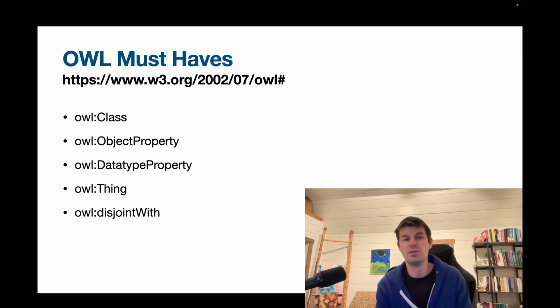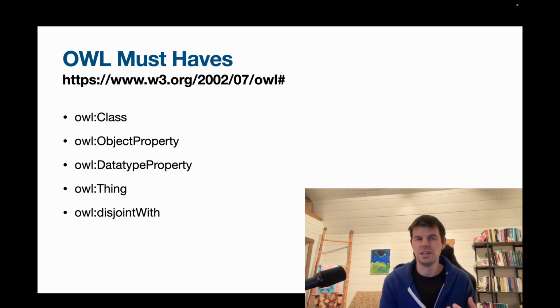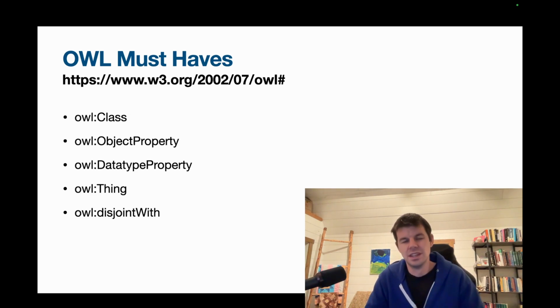There are several must-haves. OWL class, we talked about this a little bit with RDFS class. OWL class is just more semantics enforced. And exactly what those enforced semantics are isn't super important for you at this point. It might be a good thing for you to go back and read more on after you've played around a little bit. But just suffice to say that classes and individuals need to be distinct in OWL.